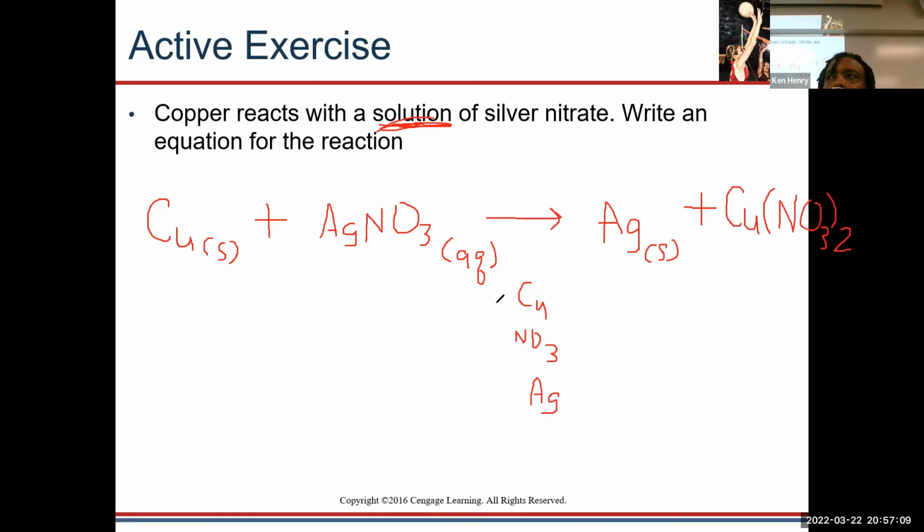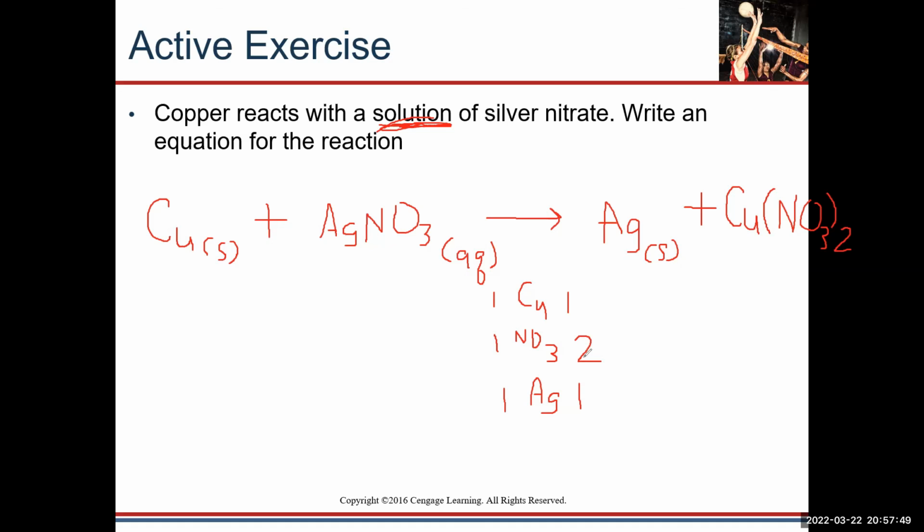Okay, how many coppers do I have? How many nitrates do I have on the product side? 2. One. And then on the reactant side, 1. Okay. How many aluminum do I have? I mean, not aluminum, silver. How many silver do I have on the other side? 1. Okay, is that balanced? No. So what do I need to do to balance it?